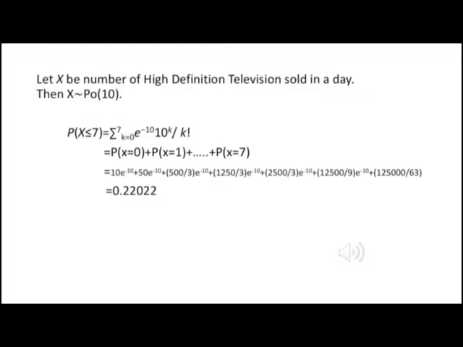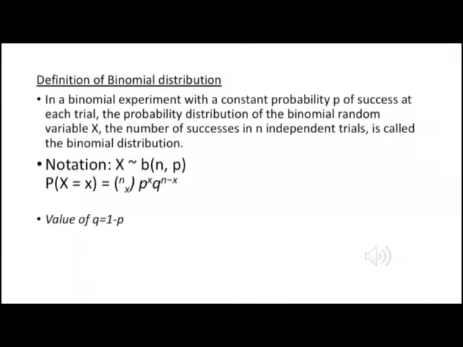We should let X be the number of high-definition televisions sold in a day. Then we have X follows Po(10). By substituting the value into the equation, we can get the value 0.22022. After having the value of 0.22022, we should apply the binomial distribution, and we can have the definition and the formula here.